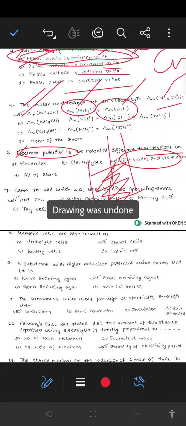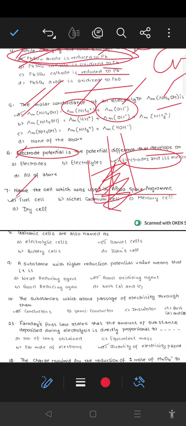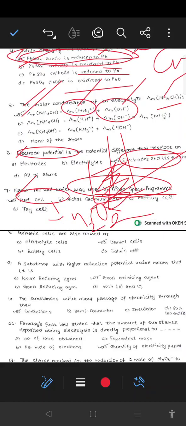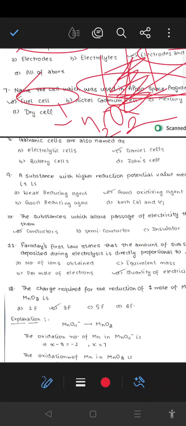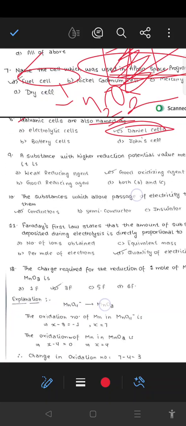Next, name the cell which is used in the space Apollo program. So this is also important: the space Apollo program used the fuel cell, which is also known as a hydrogen oxygen fuel cell. Next, a galvanic cell is also named a Daniell cell. So another name of galvanic cell is the Daniell cell.